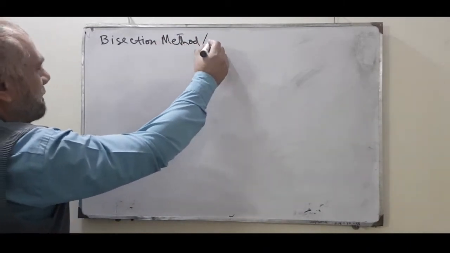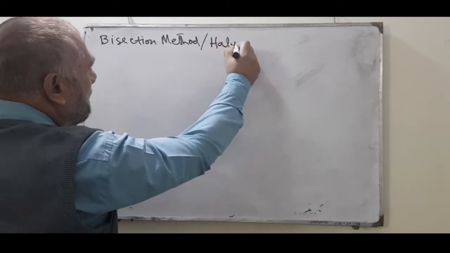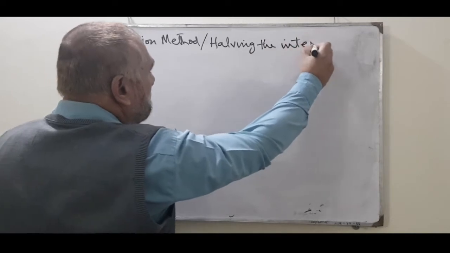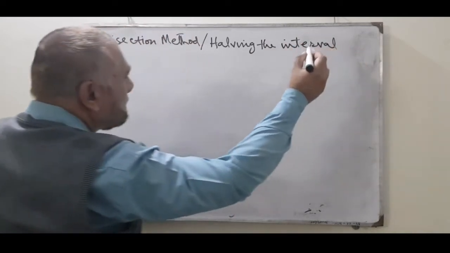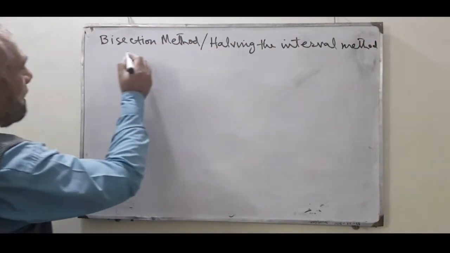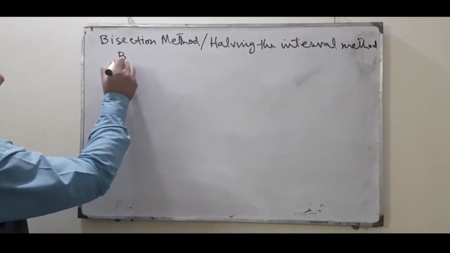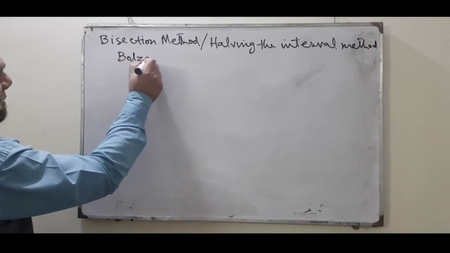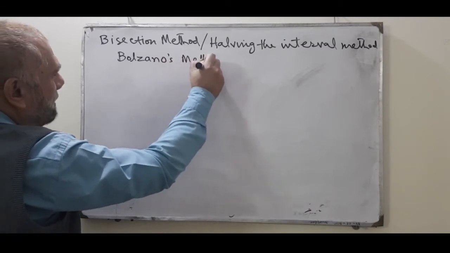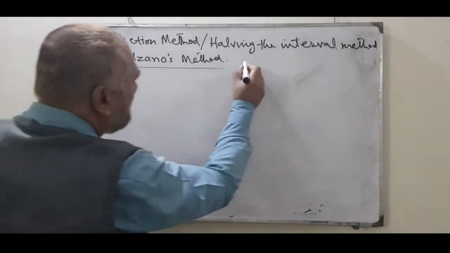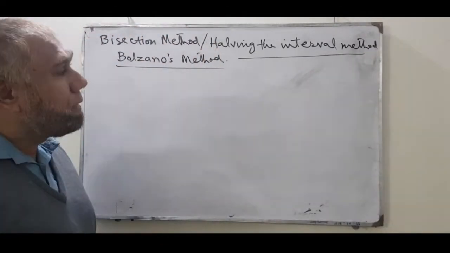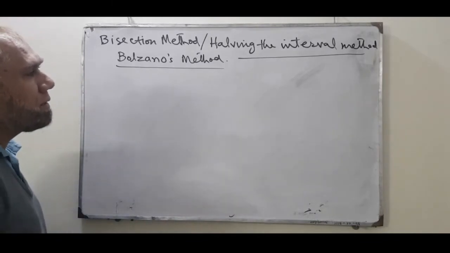The other name of this method is the halving the interval method, and another name generally given to this method is the Bolzano's method. So these are the different names given to this method, and perhaps you will find some other names in the literature. These are the most common names given to this method.